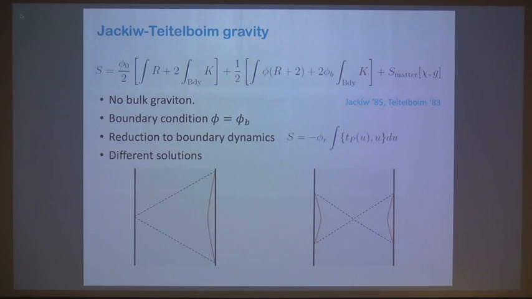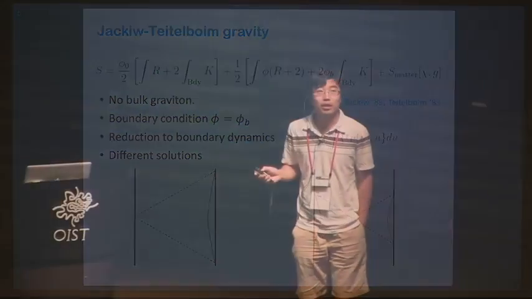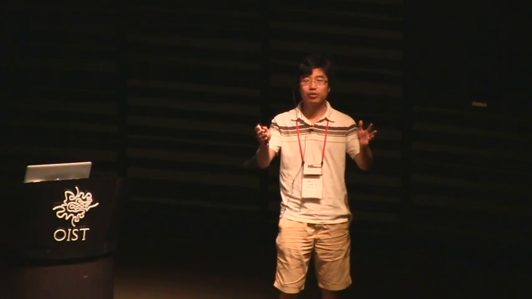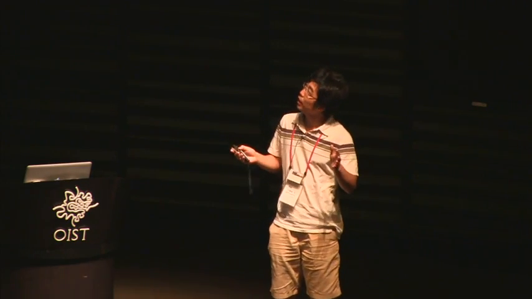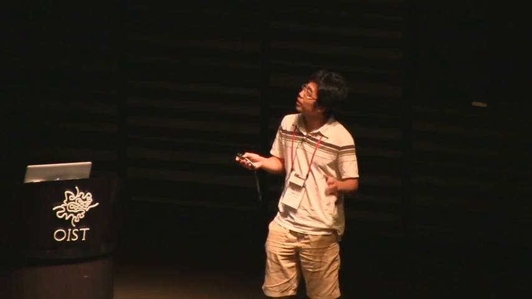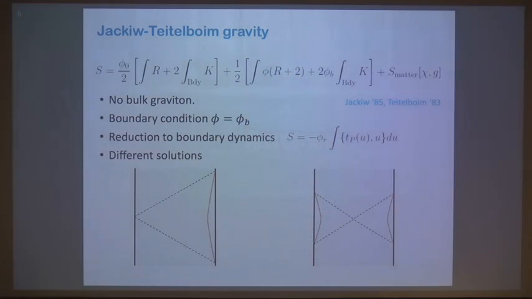OK, so I will start from the Jackiw-Teitelboim gravity. That's our starting point. It's a two-dimensional dilaton gravity. And as we know, there is no bulk graviton. So the metric is fixed to be AdS in the bulk. And the only physical dynamical degree of freedom is the dilaton. And the boundary condition is set to be a constant value of the dilaton.